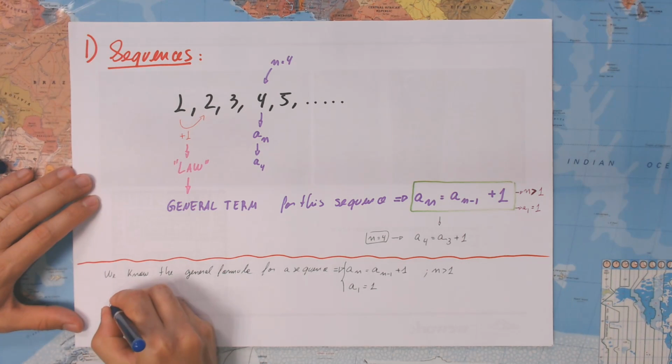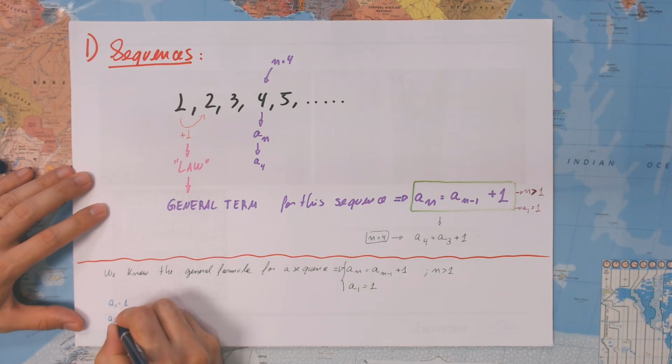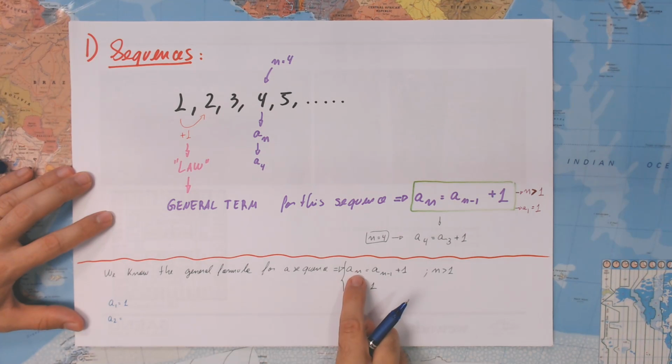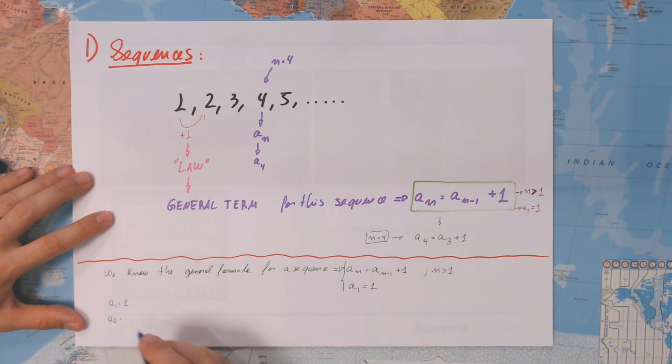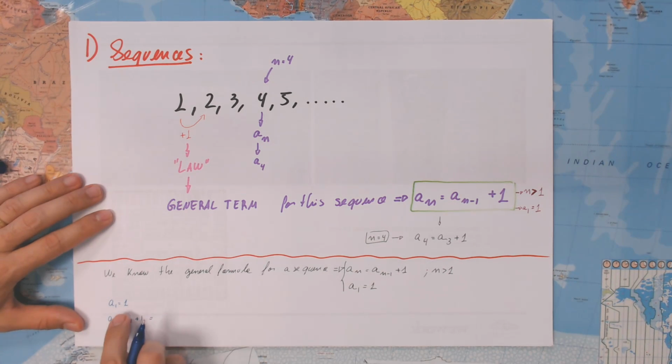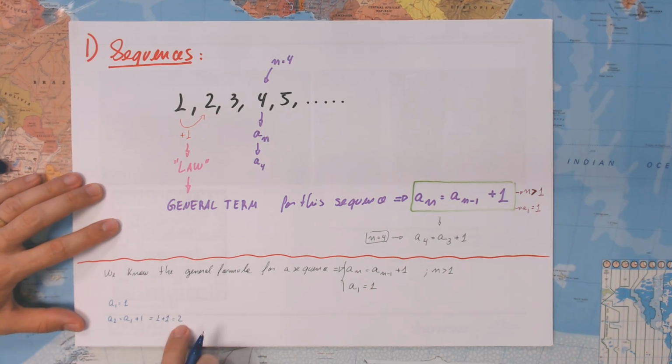Then a1 equals 1. It's given. a2, it is going to be what? Now n equals 2. So a sub 2 minus 1 is 1, right? So a1 plus 1. But we know that a1 is 1, right? So substitute, it is 1 plus 1. This is 2. Now we know a2.